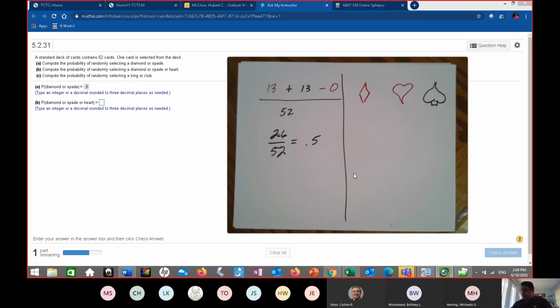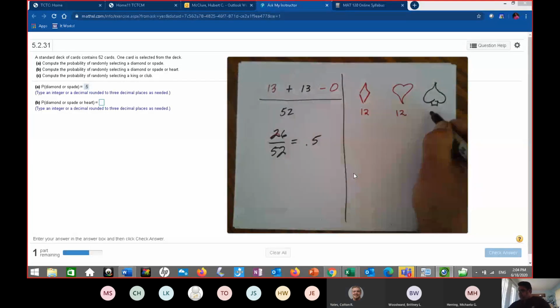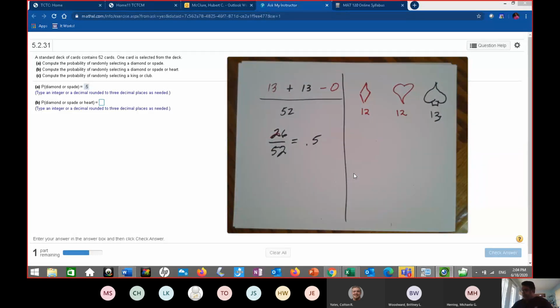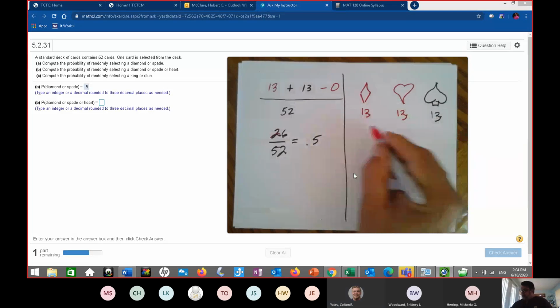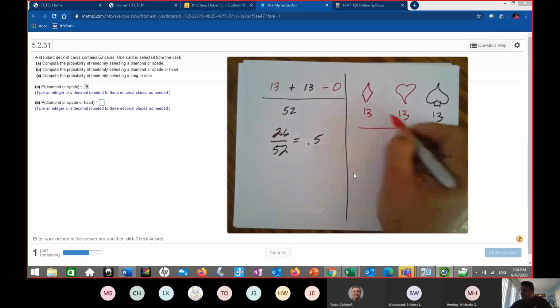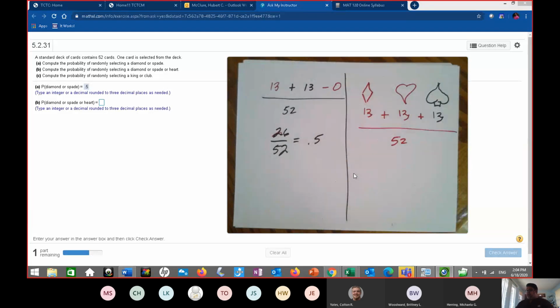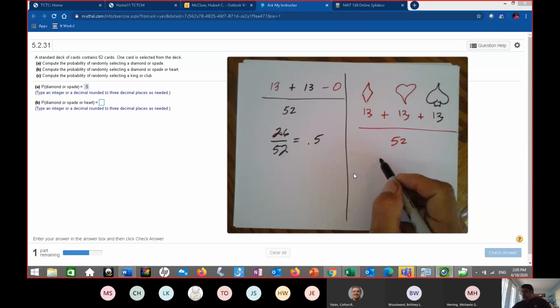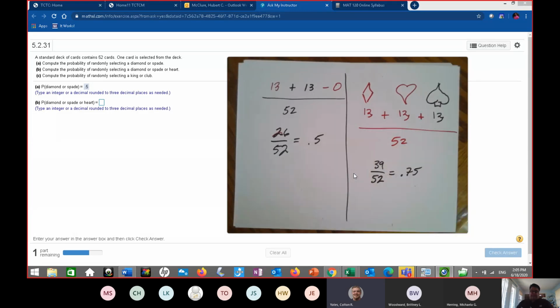So how many are there? 13 plus 13 plus 13 is 39 total. Over 52. There is no overlap, because you can't overlap a spade with a, I mean, there's no overlap. So that's 39 over 52. Somebody give me that number. That's 0.75. So I punch in 0.75.